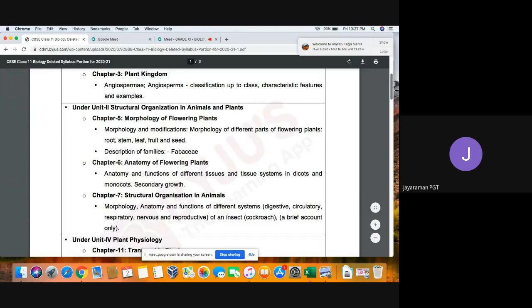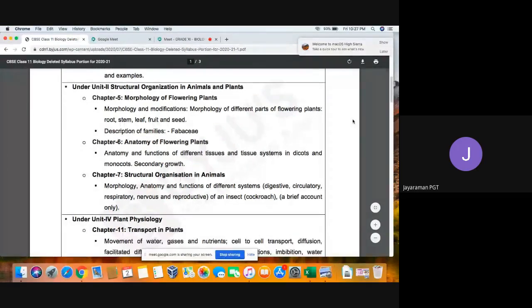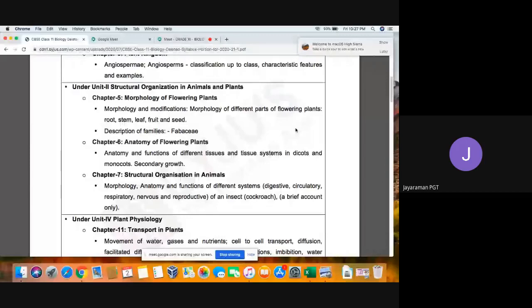So only the flower is left, and all the remaining parts are removed. Under the description of families, you have the Solanaceae, Liliaceae, Fabaceae and so on. Then the Fabaceae is removed. Fabaceae means the legume family, so that is also removed. So families, Fabaceae is for the practical purpose.